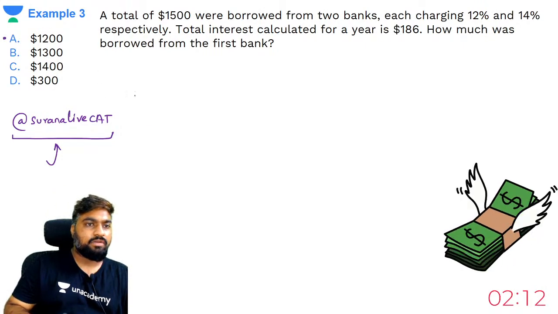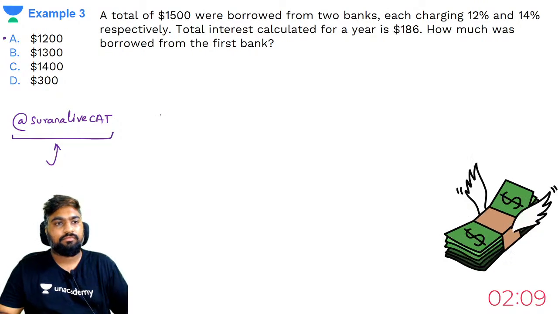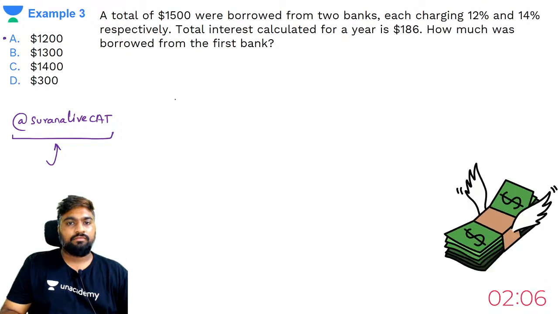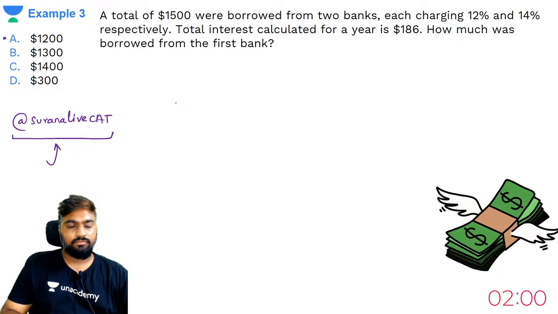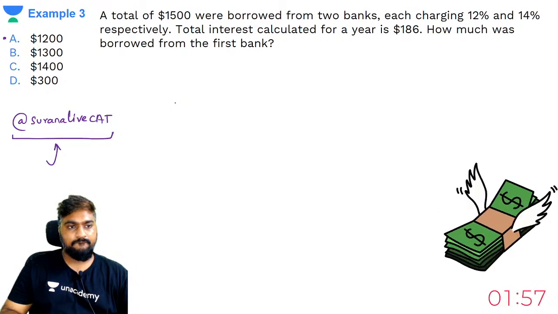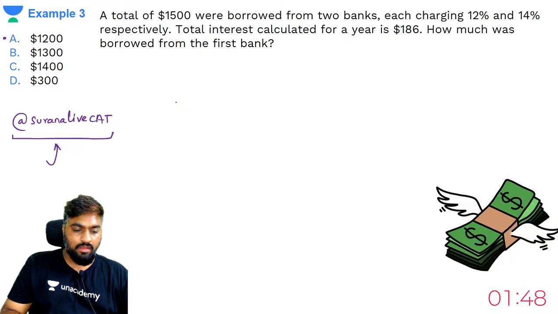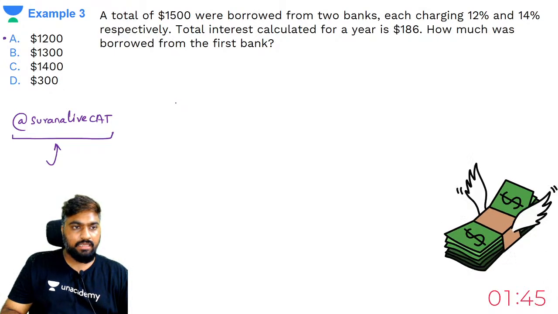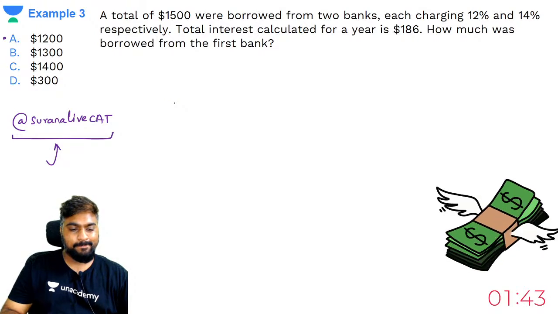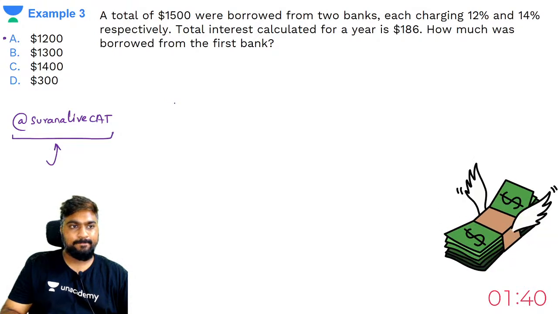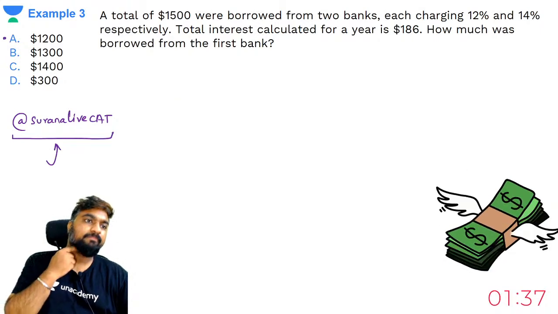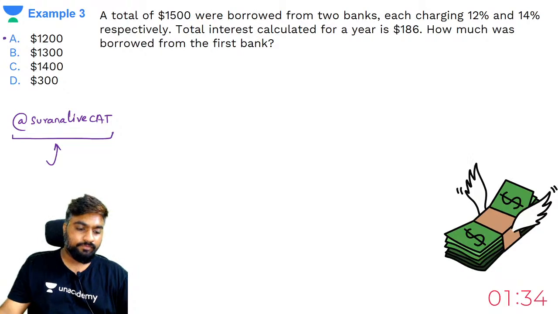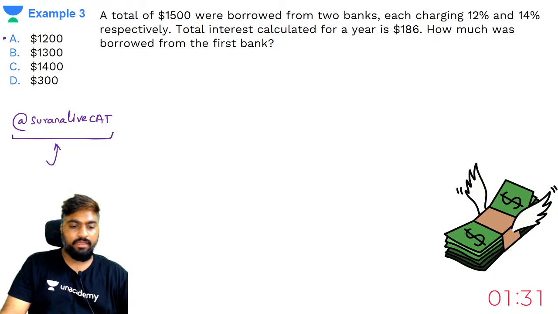Saurabh says A, 1200. Gaurav says A, Saurabh says A, 1200. How about others? Both Gaurav and Saurabh are saying A, very good.